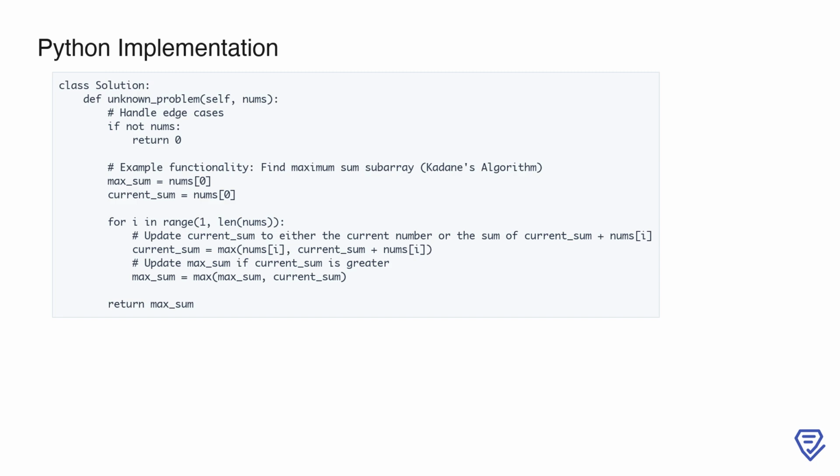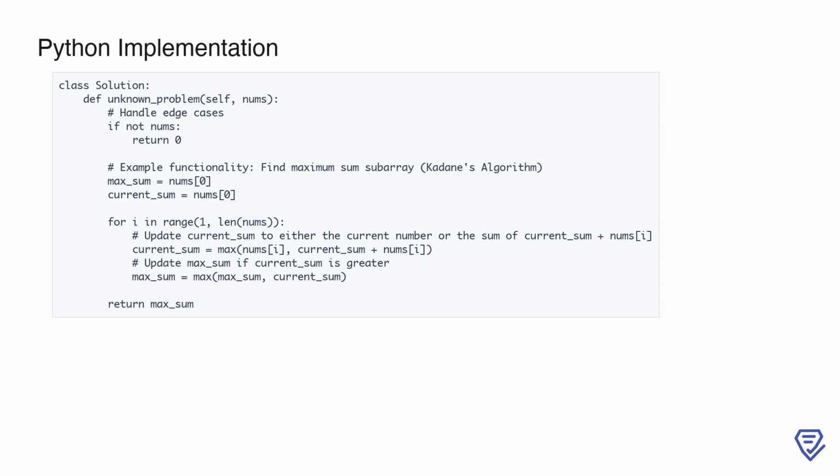For each element, it updates current_sum to be the maximum of the current element itself or the sum of current_sum and the current element. This step ensures that we either start a new subarray at the current element or continue the existing subarray. Next, max_sum is updated to reflect the maximum value between its current value and the updated current_sum, ensuring that we always have the largest sum encountered so far. Finally, the method returns max_sum, which represents the largest sum of any contiguous subarray within the input list.